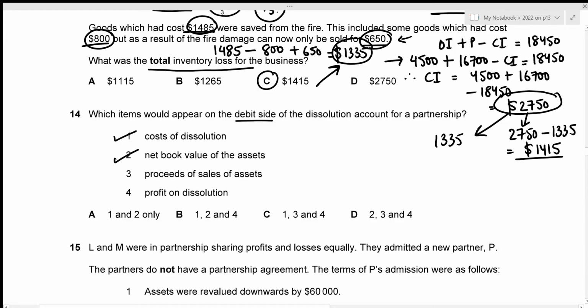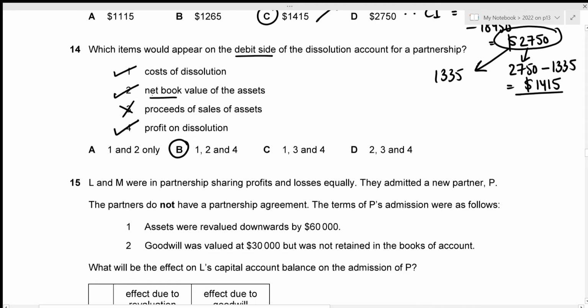Remember, if we are recording the net book value of the assets on the debit side, this just means that the proceeds of sales of those assets will be recorded on the credit side. So this is incorrect. And the fourth one we have is profit on dissolution, which is to be recorded on the debit side. So the correct items are 1, 2, and 4, which is given in option B. That will be the correct answer. This concludes question number 14. We can now move towards question number 15.